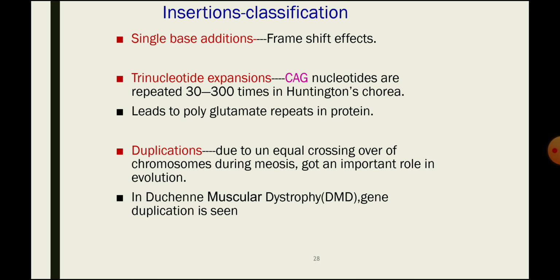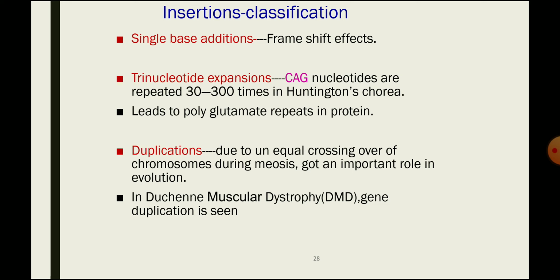So that insertion again is classified as single base addition with the frameshift effects, and then trinucleotide expansion, that is CAG nucleotides are repeated 30 to 300 times in Huntington's chorea. It is a disorder where, in Huntington's chorea, CAG nucleotides may be repeated as a codon, repeated 30 to 300 times. That is the cause for the Huntington's chorea. That is the molecular defect occurring in the Huntington's chorea.